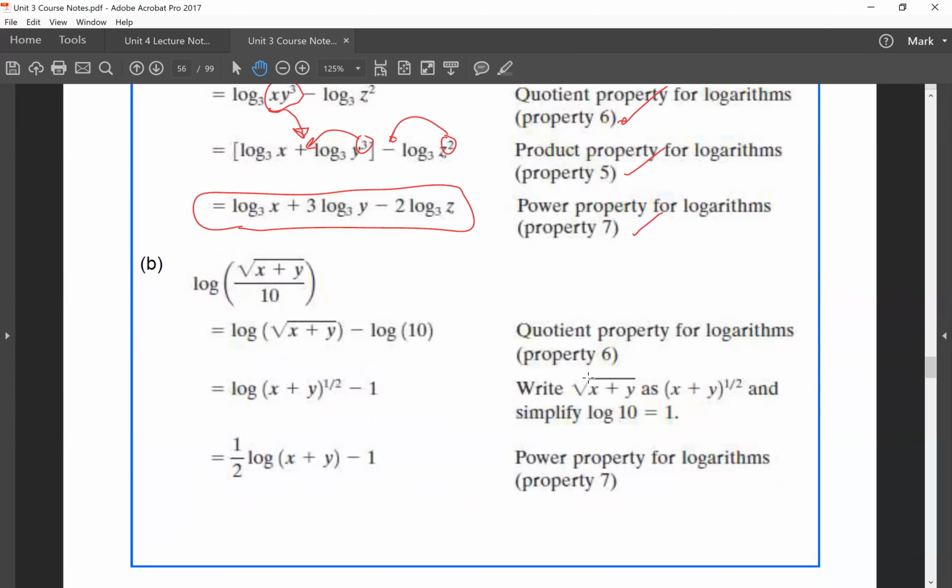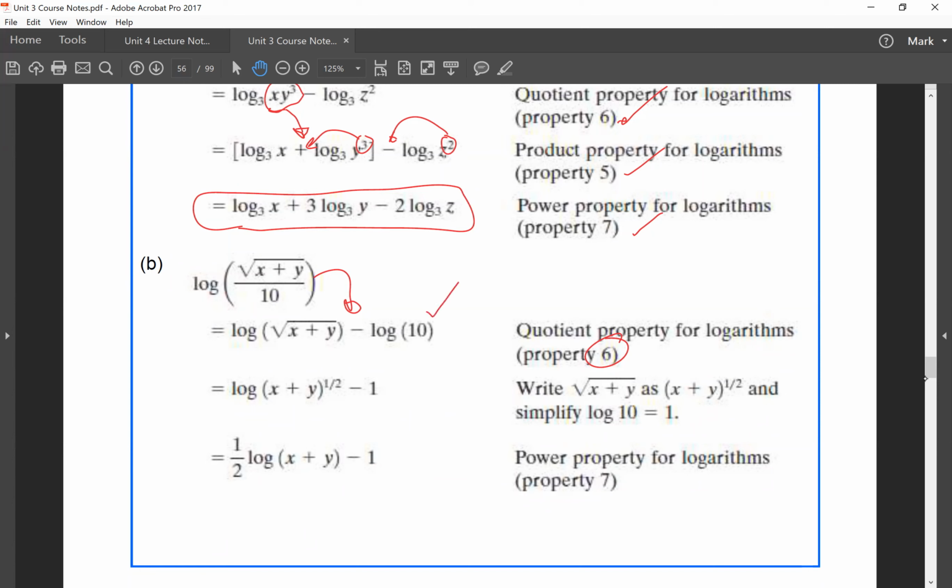Okay, question B. Very much like question A, we'll use our properties. We'll first use property 6 to turn the division into a subtraction. So log of square root x plus y, all divided by 10, becomes log square root x plus y minus log 10. All right. Nothing I can really do with log 10.